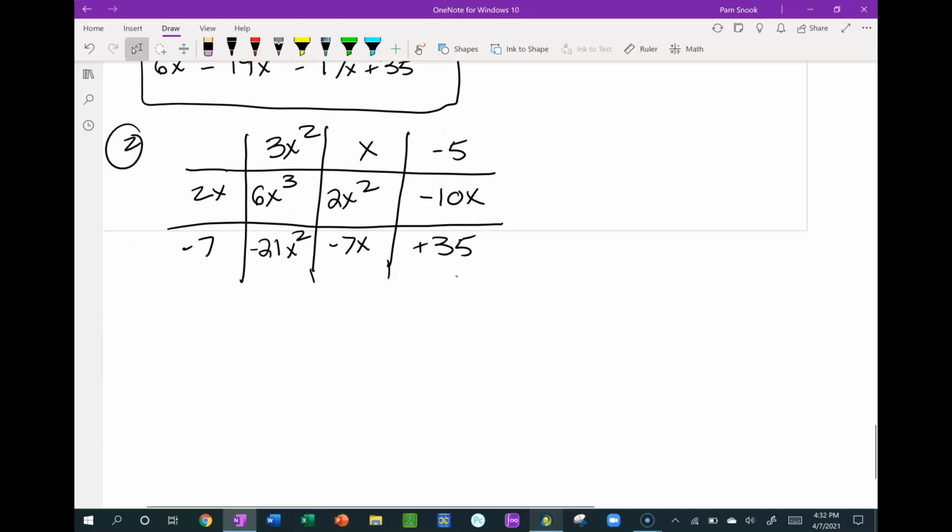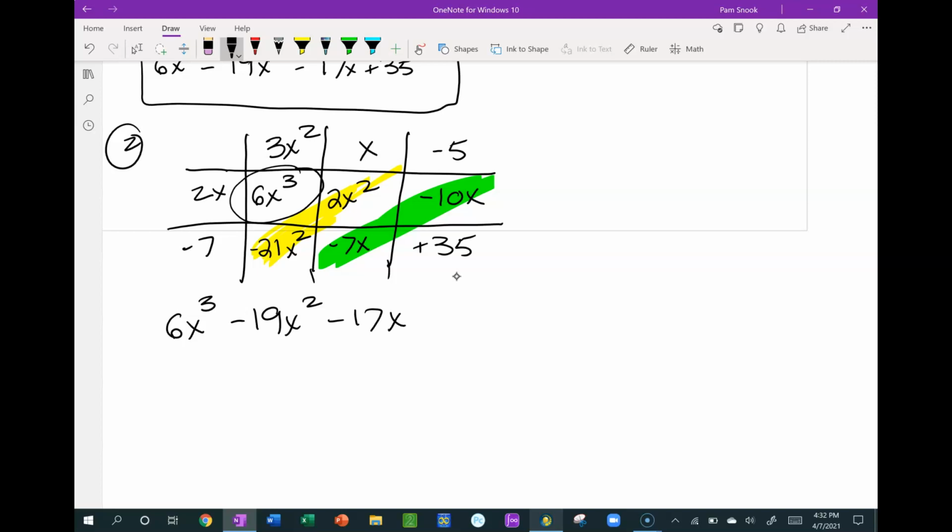Okay, now I'm ready to write down my final answer. This first box here, that's always going to be where my first term goes, so 6x cubed. And now go on the diagonals for combining like terms. I have a negative 21x squared plus a 2x squared. So that's negative 19x squared. My next diagonal, I have a negative 7x minus 10x, negative 17x. And then this box here at the end, that's always my last term, plus 35.